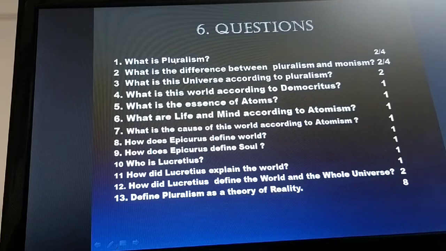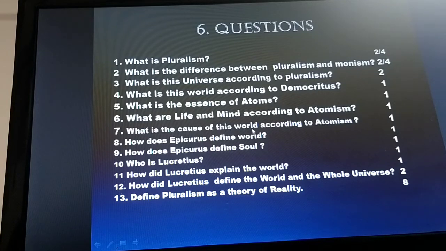Now, in connection with this topic, we can see some questions. Question number 1, what is pluralism? For 2 or 4 marks, we can ask this. And what is the difference between pluralism and monism? You have to know this. And what is the universe according to pluralism, for 2 marks? And what is this world according to Democritus, 1 mark? And what is the essence of atoms, 1 mark? You know that motion is the essence of atoms. And what are life and mind according to atomism, 1 mark? You know that life and mind are all compositions of material atoms.